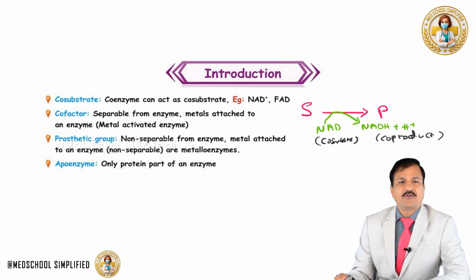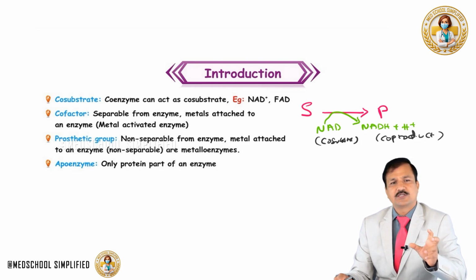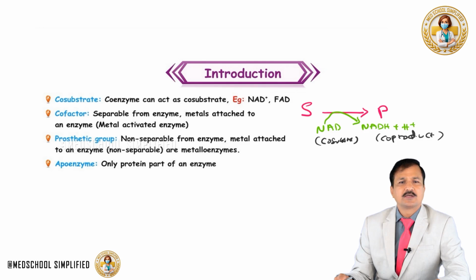Now what is a cofactor? Cofactor is a separable form which is binding to an enzyme. So if a metal is attached to an enzyme, it is a metal activated enzyme, as I already explained to you earlier and given some examples.